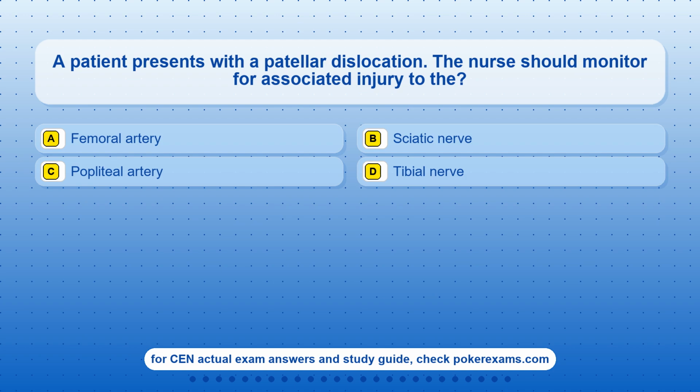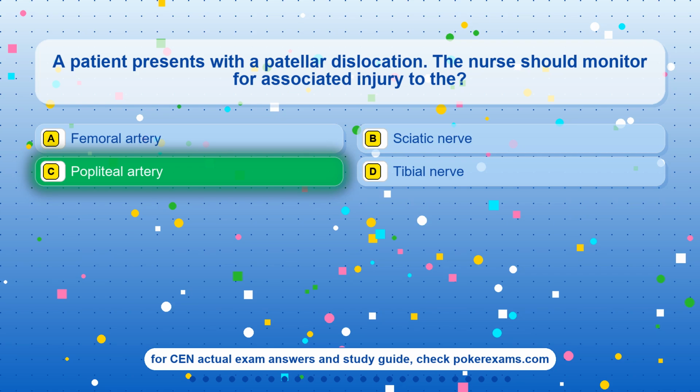Question 12. A patient presents with a patellar dislocation. The nurse should monitor for associated injury to the option A, femoral artery, option B, sciatic nerve, option C, popliteal artery, option D, tibial nerve.